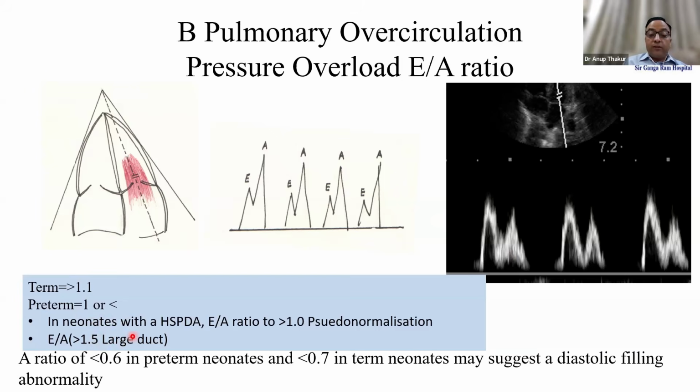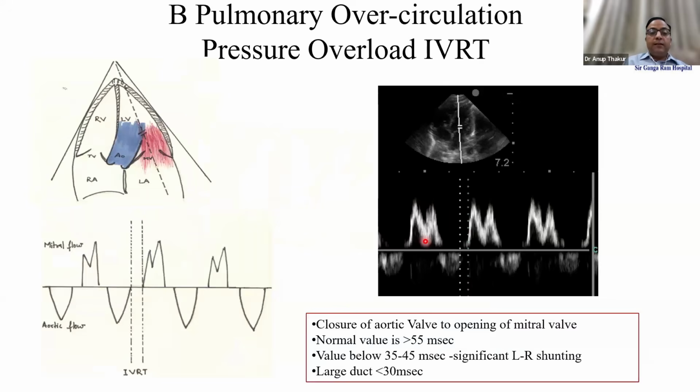More than 1.5, further could be that the duct is much larger. Then we talked shortly about the IVRT. I gave you the concept. Now, IVRT is isovolumic relaxation time. So the time when the ventricle is relaxing, that is what we are trying to capture when both the valves are closed. So here we are capturing both the aortic and the mitral flow.